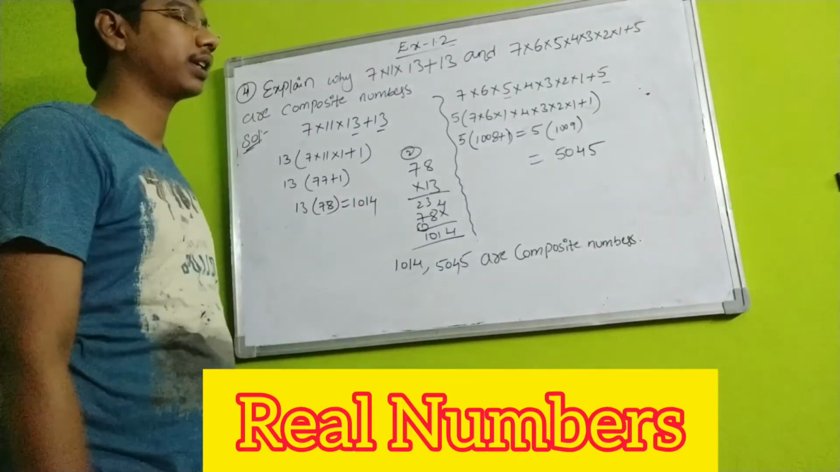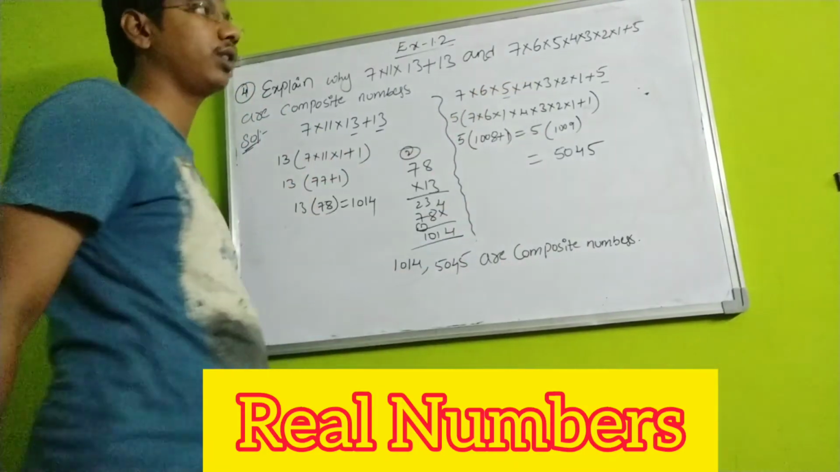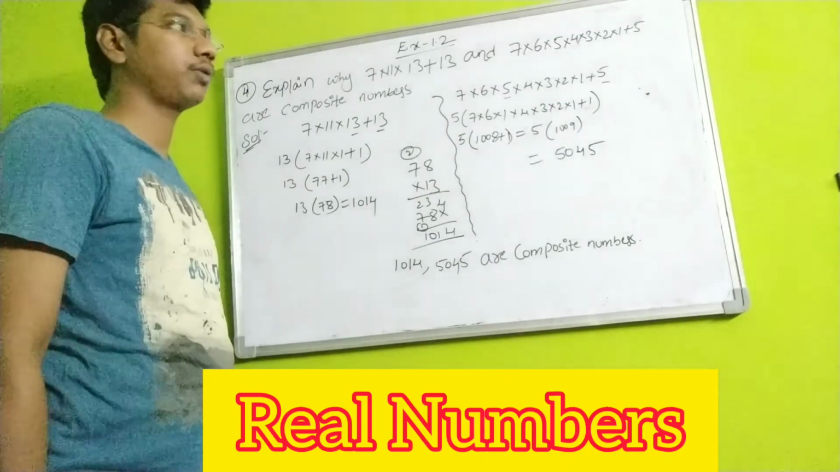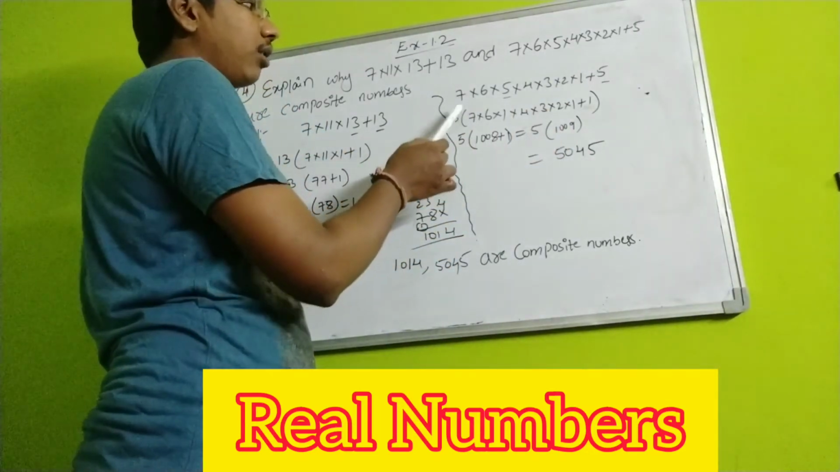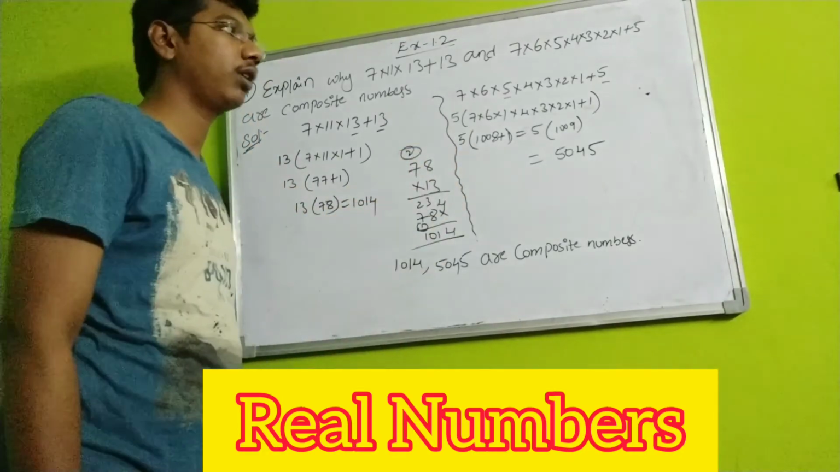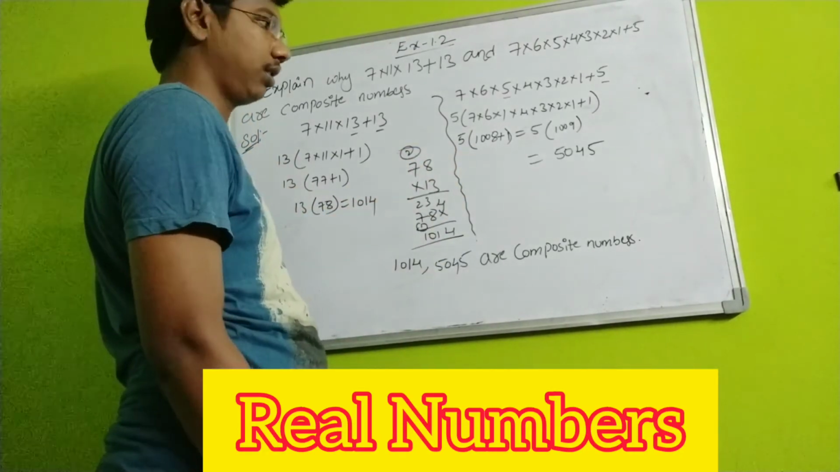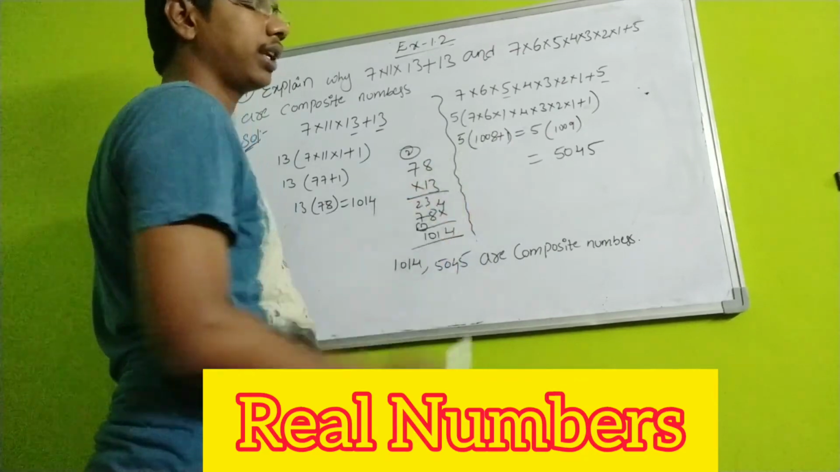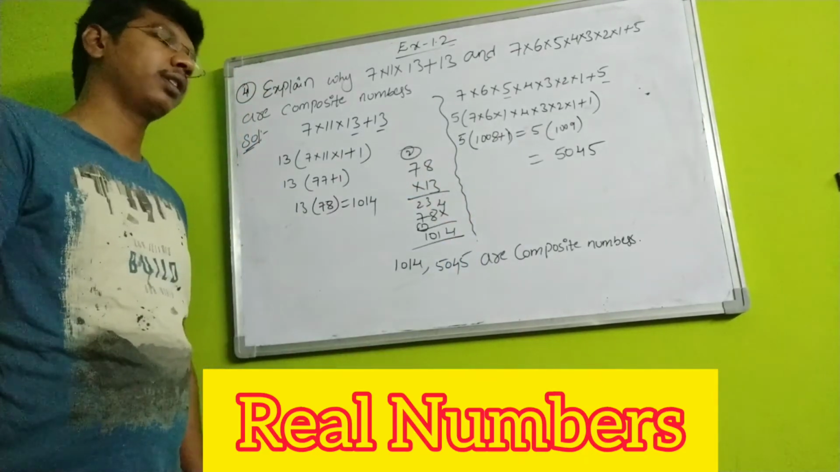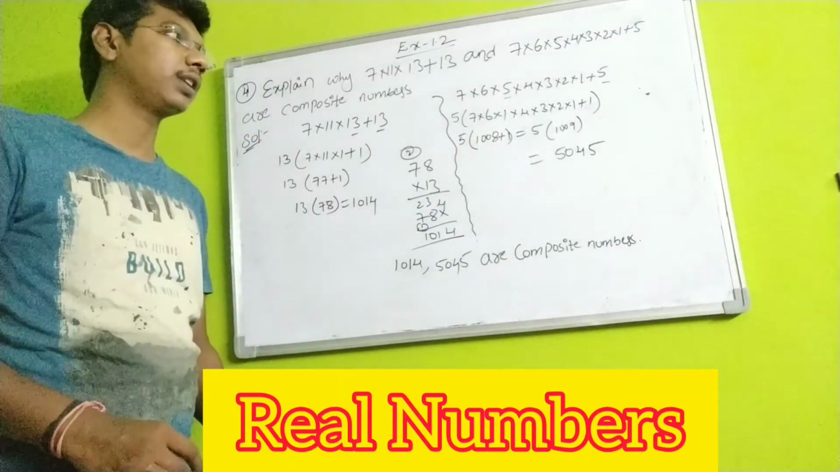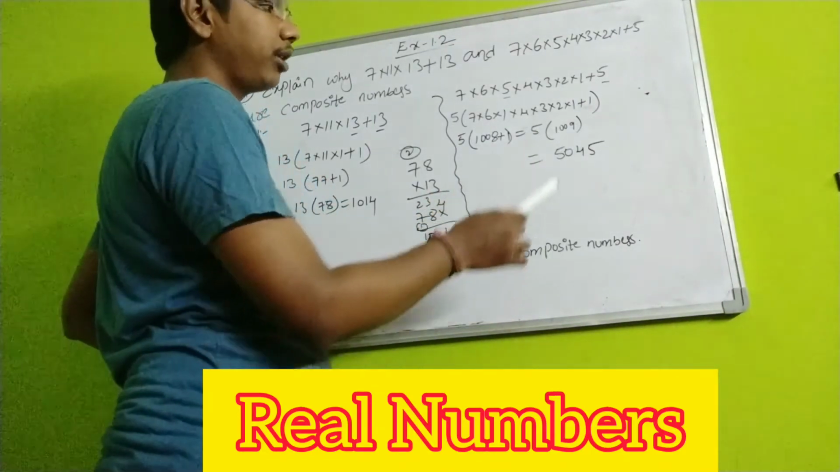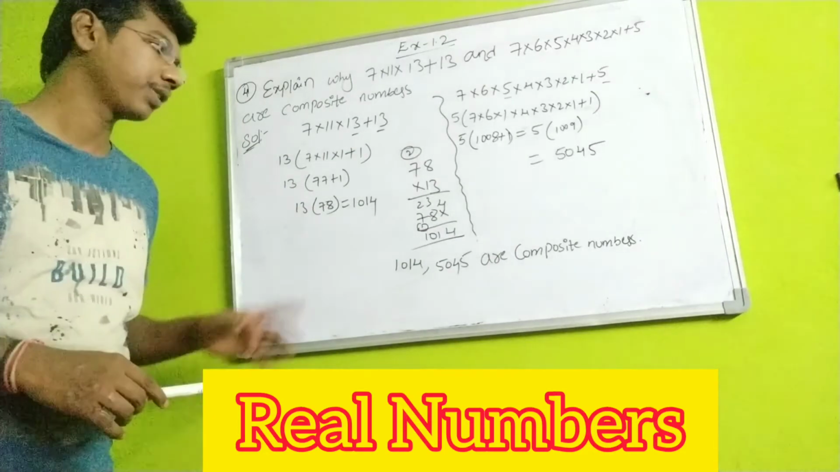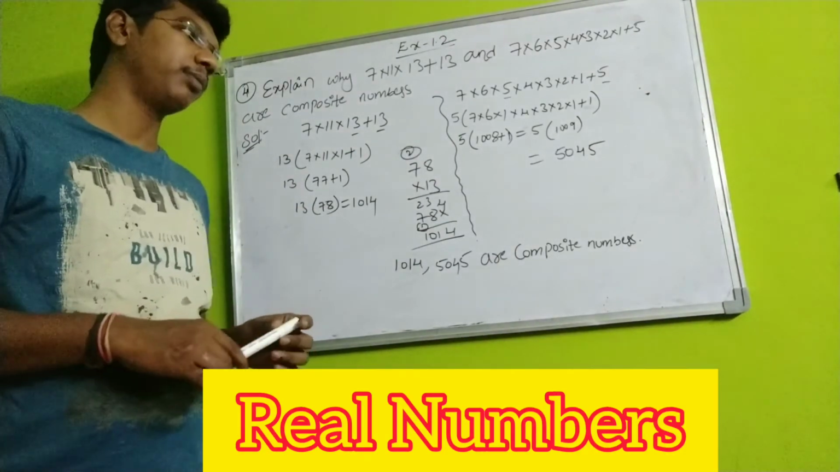Similarly, in the second number, 7 × 6 × 5 × 4 × 3 × 2 × 1 + 5, you can observe clearly that 5 is common, students. Take 5 common: 7 × 6 × 4 × 3 × 2 × 1 + 1. Now multiply all these numbers, you will get 1008 plus 1. 1008 plus 1 is 1009. Now 1009 × 5, you will get the final answer 5045. Therefore these two numbers are composite numbers, students.